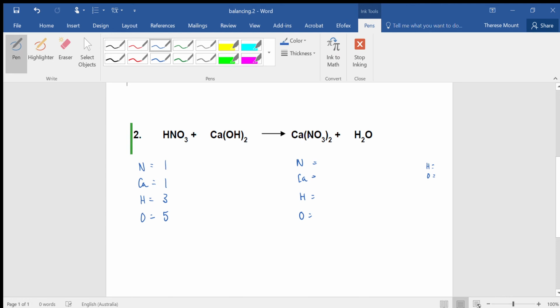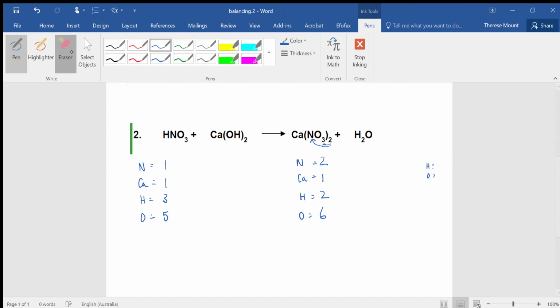Over this side, nitrogen, I've got 2 because that 2 applies to that nitrogen. Calcium, I've got 1. Hydrogen, I've got 2. And oxygen, I've got 2 lots of 3, so that's 2 times 3, which is 6.